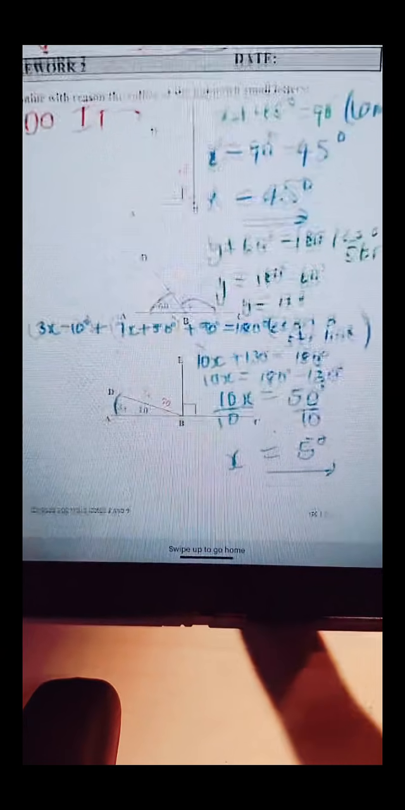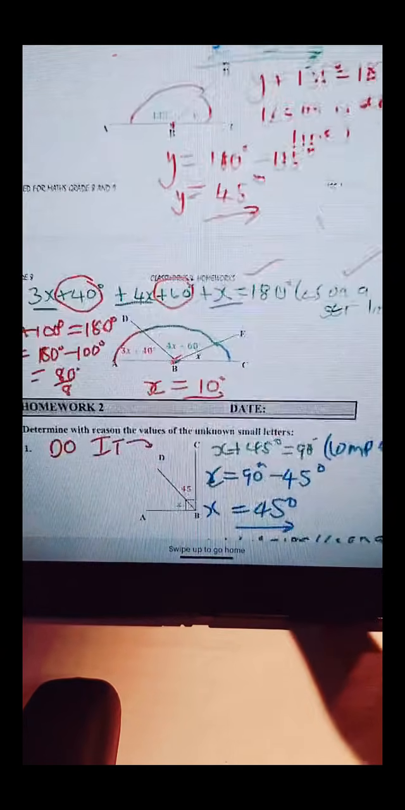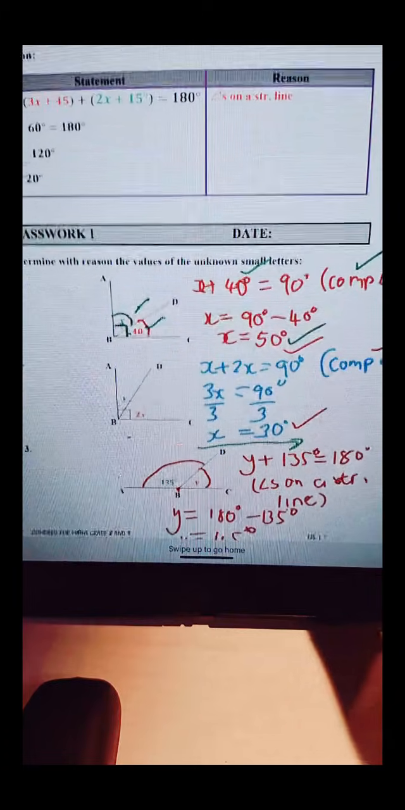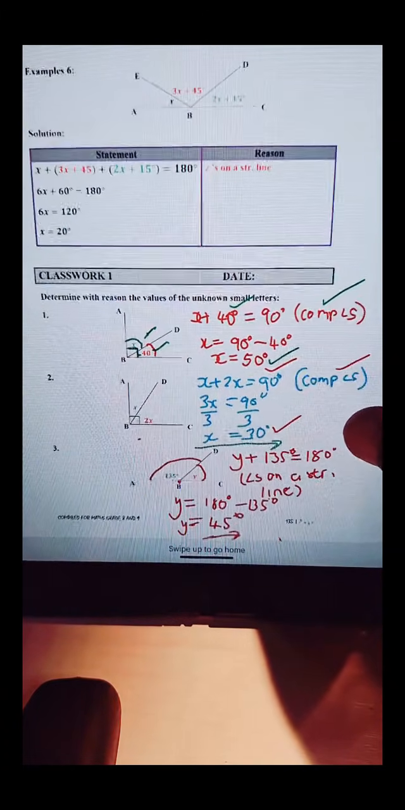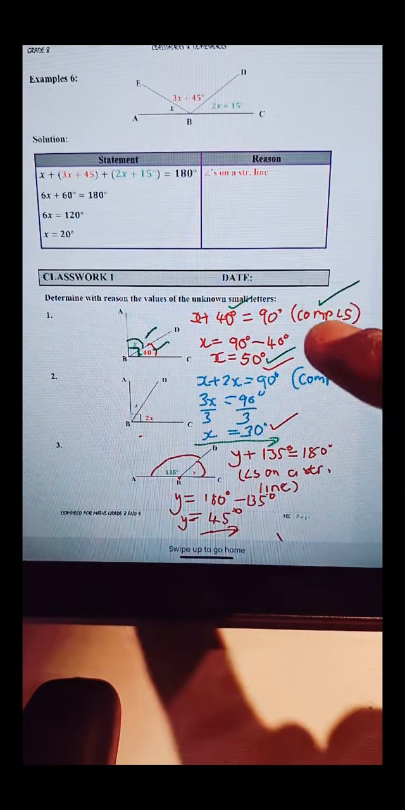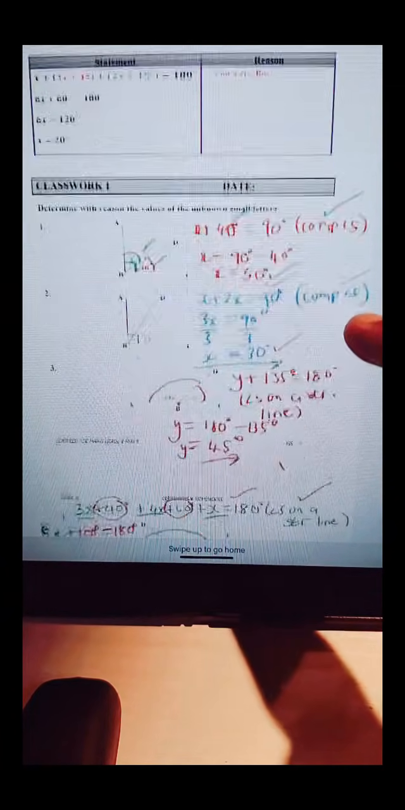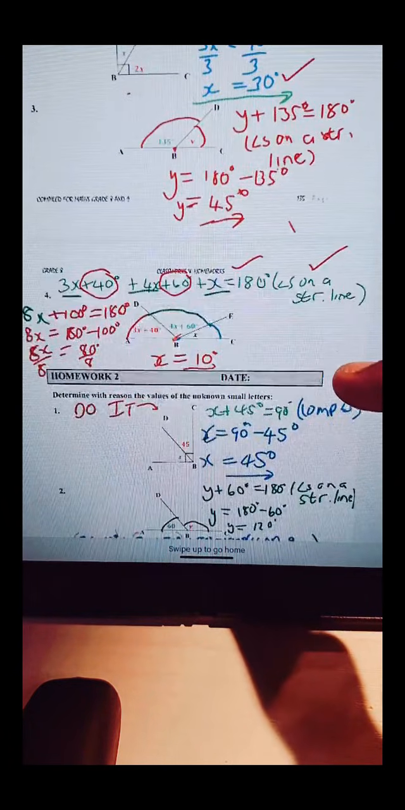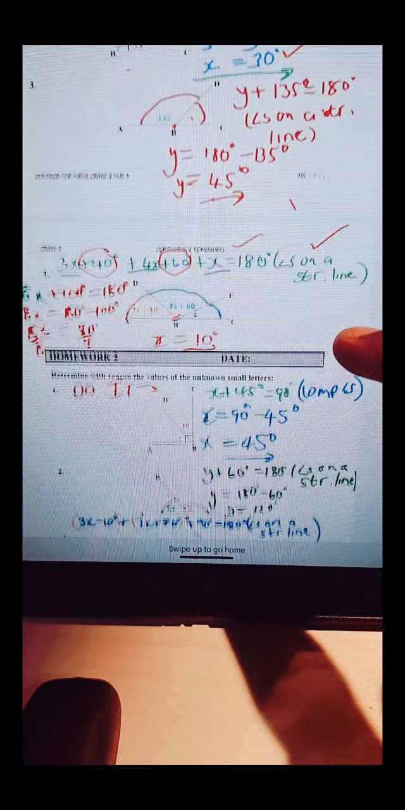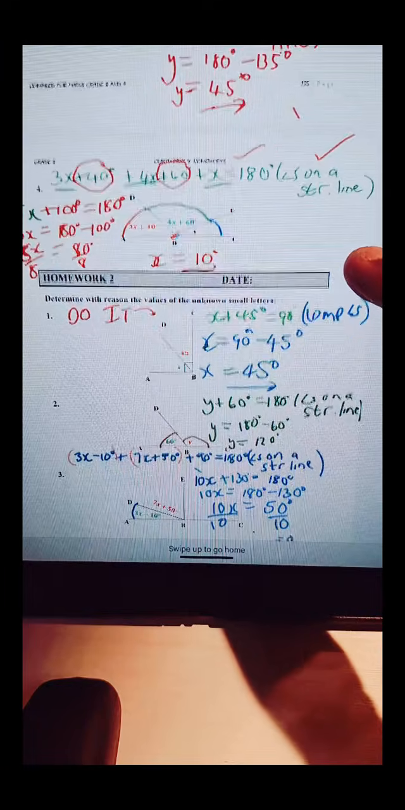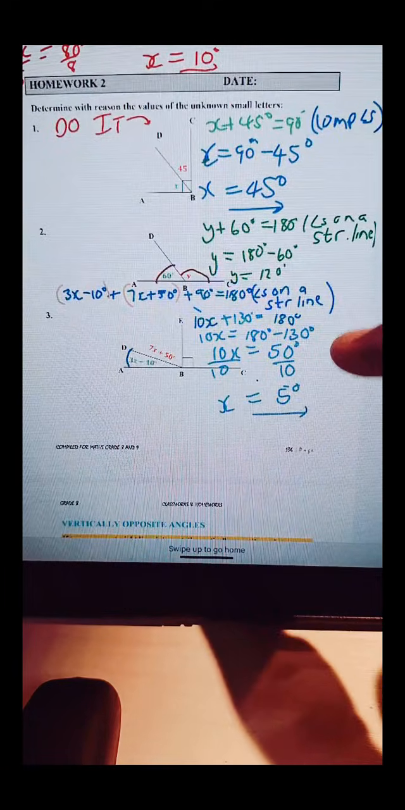Yeah. All right. So, guys, I think angles on a straight line and complementary angles is now something that we understand. We know when to use the reason of complementary angles: that's when we have two angles that add up to 90. Then you know when to use angles on a straight line, because angles on a straight line are supplementary, meaning they add up to 180.